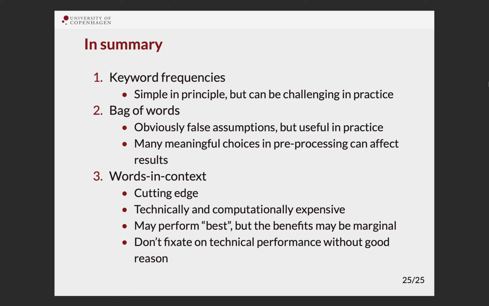At the same time, there are meaningful choices to be made with respect to pre-processing the data. So as I mentioned in the second lecture, there are about 7 steps that you have a choice about which to make, and they can have effects on your final results. And then lastly, there are models or approaches that take the words in context into account. Most of the models that use these approaches are cutting edge, right? They're very recent. At the same time, they're technically and computationally expensive. And so although they may perform best, we need to weigh that against the benefits, which might actually be marginal.